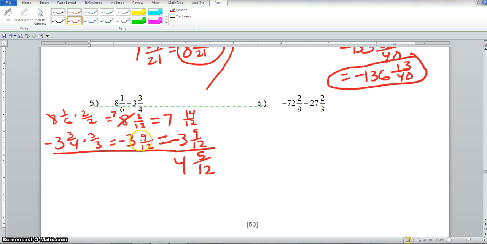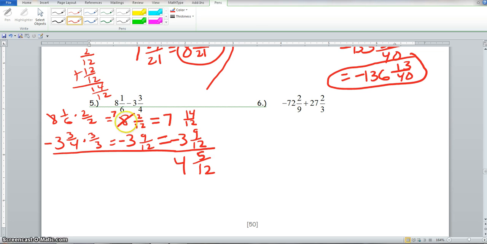Once we get here, since this bottom fraction is larger than this top fraction, we borrowed 1 from the 8, which is 7. Now, that 1 we borrowed, we would need to add that to this 2 12ths. You look at your denominator, which is 12. So what you would do with this 2 12ths, you would add 12 12ths to it. Now this would be that 1 that you borrowed, and that would give you 14 12ths.